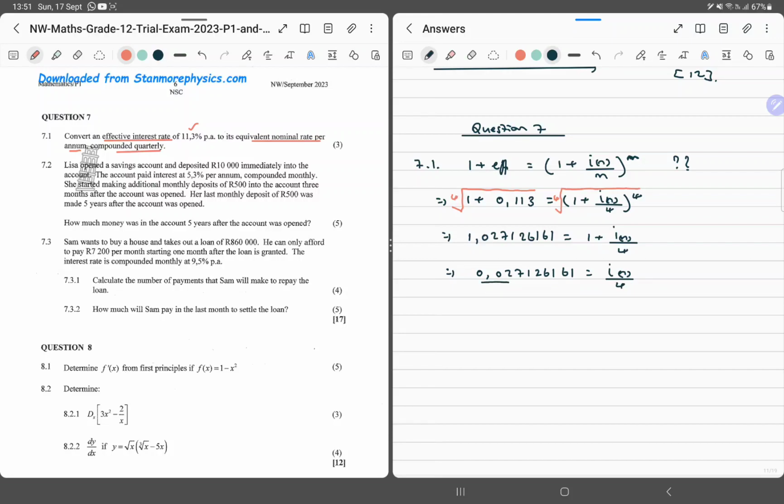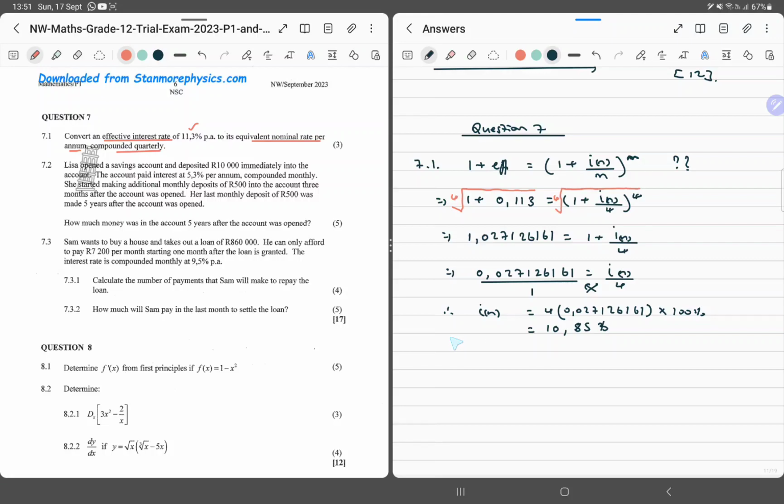So obviously we just cross multiply this thing here. Therefore our i nominal is going to be 4 into this number, 0,027126161. Then we multiply by 100% because we want this thing in a percentage. So we subtract 1 from that, we multiply that by 4, then we multiply that by 100%. It gives us 10,85%, to 2 decimal places.